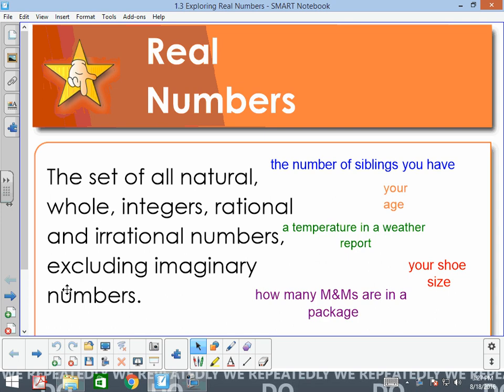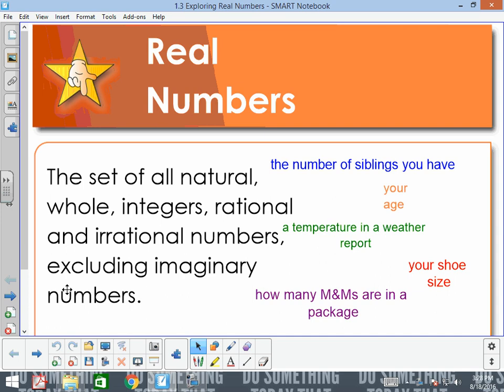This is video 1 of 5 for Chapter 1, Section 3, Exploring Real Numbers. So in the first video, we're going to be looking at what real numbers are and the different definitions of each type.